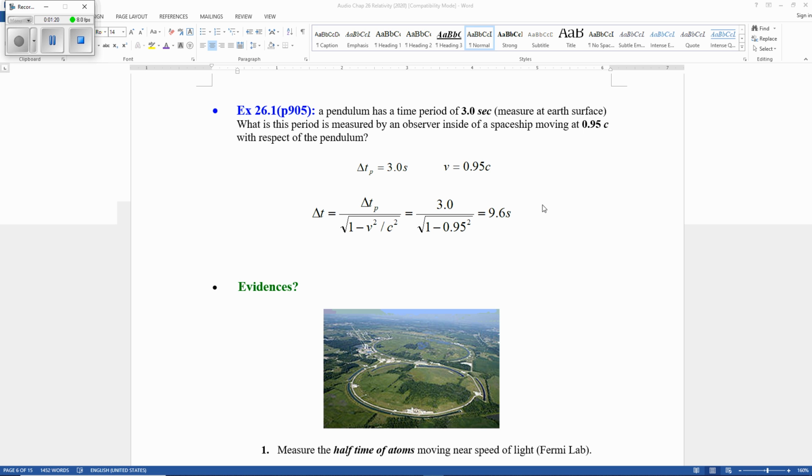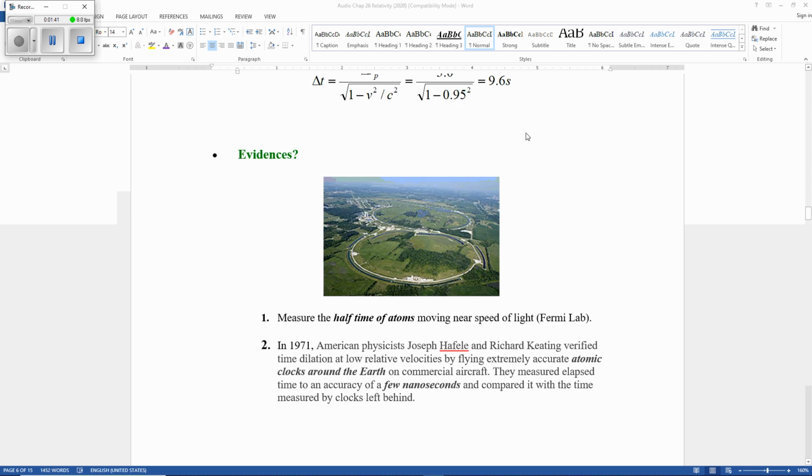Now, if I ask you, the pendulum was inside of a spaceship, then what happens? Now the time you measure in that spaceship is going to be proper. Okay, so we will have a chance to discuss other examples.